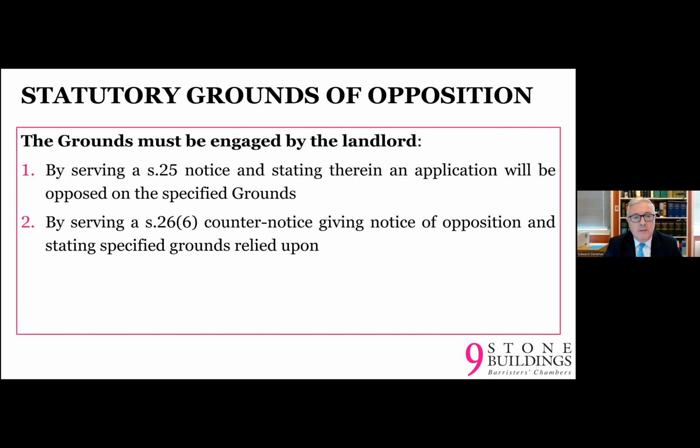The second means by which the landlord can engage the grounds is when the tenant takes the initiative in the renewal procedure and serves a section 26 request. There's the ability of a landlord within 2 months of such a request being made to serve what's called a section 26(6) counter notice in the prescribed form, giving notice of its opposition if the landlord is opposing, and if it is opposing, specifying the grounds relied upon.